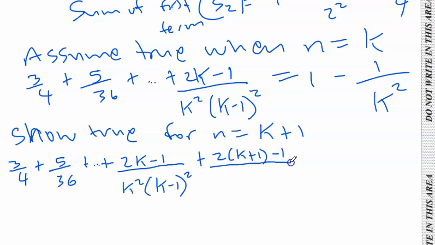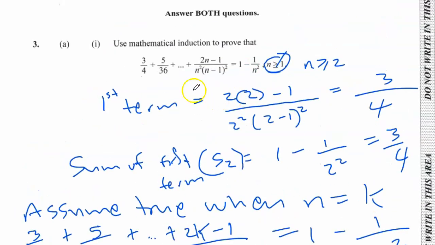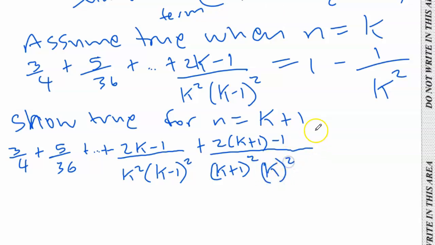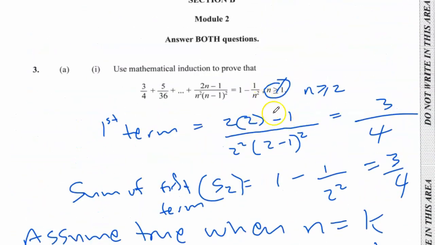minus 1 over, and then n squared becomes (k plus 1) squared. In the bracket, n minus 1 becomes k plus 1 minus 1, so that's k squared. So in the denominator, n squared will become (k plus 1) squared, and in the bracket we replace k with k plus 1, so we'll end up with just k squared in the second bracket. And there we're assuming it's equal to the right hand side. This time we're summing up k plus 1 terms, so on the right hand side we replace n with k plus 1.